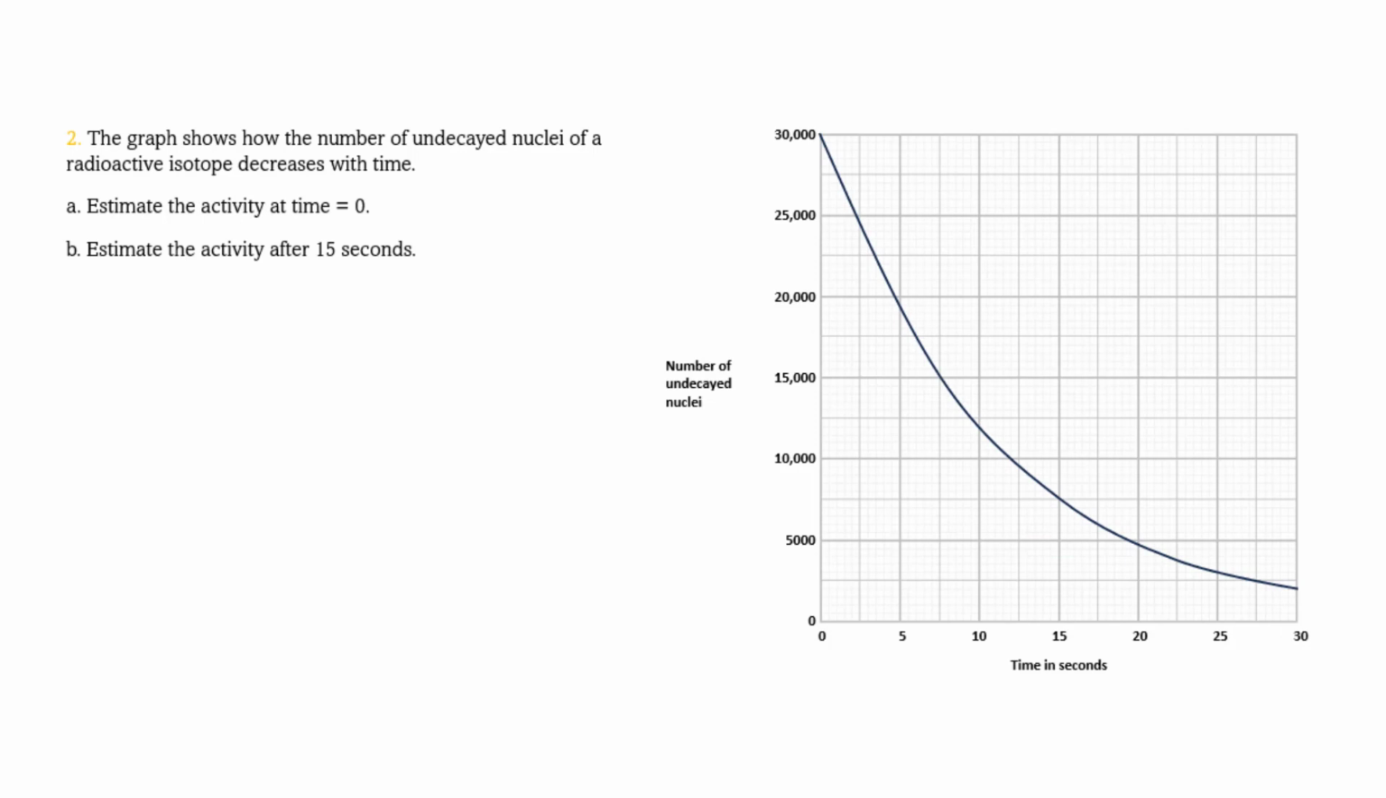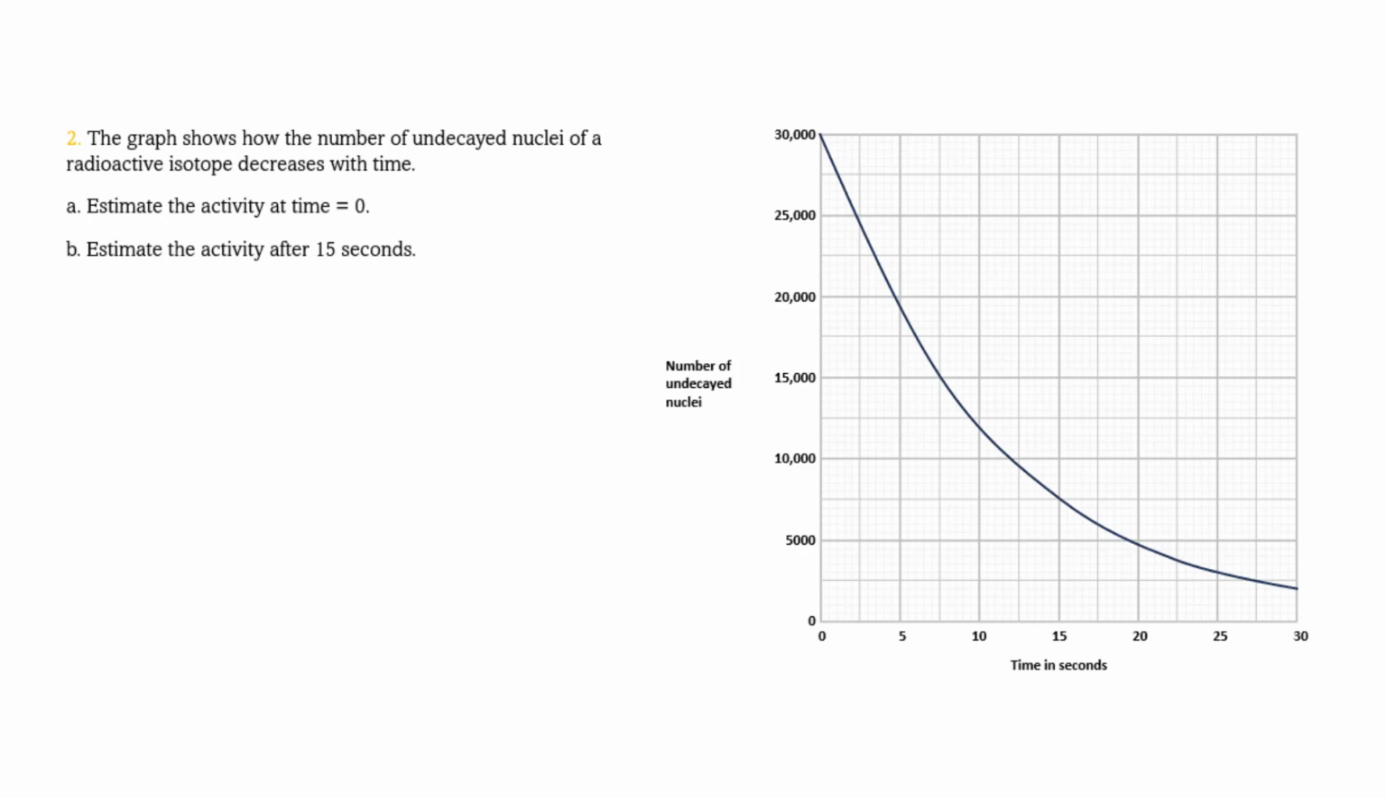Question 2 is slightly more involved. The graph shows how the number of undecayed nuclei of a radioactive isotope decreases with time. And we need to estimate the activity at time equals 0 and then estimate the activity after 15 seconds.